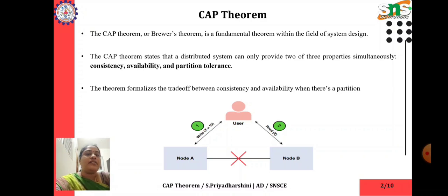The CAP theorem statement goes like this. The CAP theorem states that a distributed system, or a distributed environment, can only provide two of the three properties simultaneously, that is consistency, availability and partition tolerance. So the CAP is called as CAP. This theorem formalizes the trade-off between consistency and availability when there is a partition. So let us see in detail what is CAP theorem.